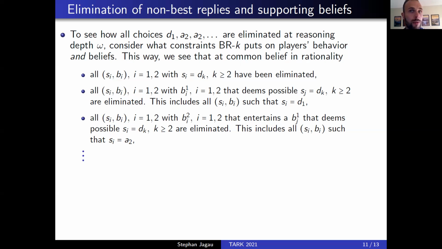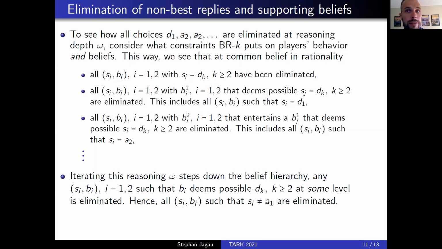And we can go on and on in this way. If we go omega reasoning steps in this way down the belief hierarchy, we see that any strategy belief combination such that the belief deems possible those D2, D3, and so on strategies at some level has to be eliminated. But those strategies have to be deemed possible at some level in any strategy belief combination where I want to rationalize something different from A1. Hence, everything except for A1 drops out as a strategy that's available to me, and A1 is the only strategy that's consistent with common belief in rationality.